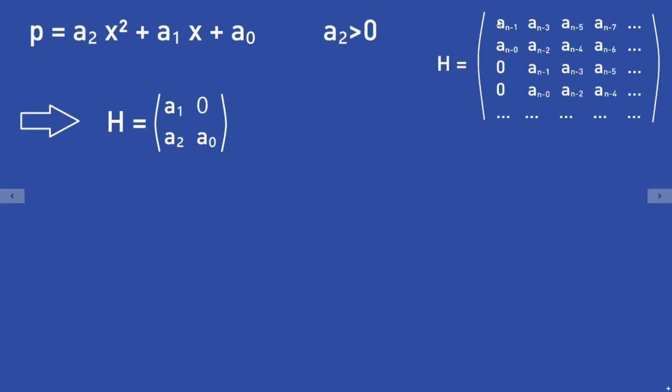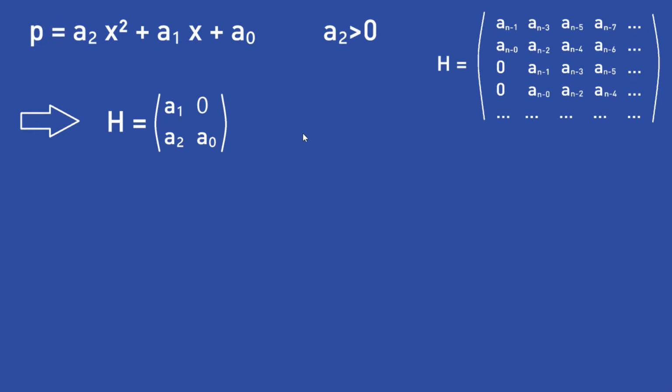To find it, we just have to insert here. So n is equal to 2. So this here, a n minus 1, is a1, because 2 minus 1 is 1. This here is n minus 0, so 2 minus 0, so a2. Here we have n minus 3, which is minus 1. And as I have already said, if the index becomes negative, this becomes just 0. And here we have 2 minus 2, so we have a0. So the Hurwitz matrix looks like this for a polynomial of degree 2.